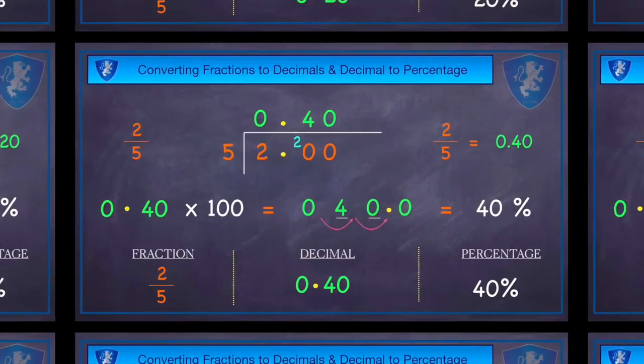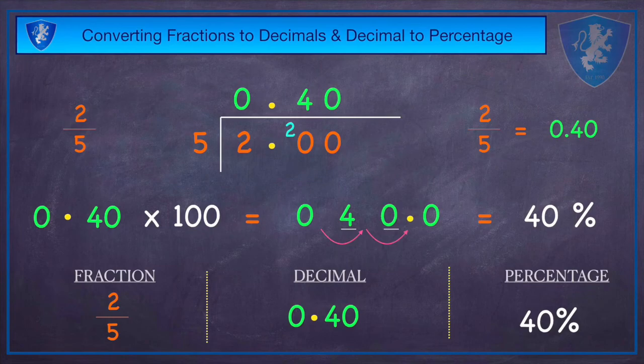And 2/5, same procedure. 2 divided by 5, 2.00 I put here, extra zeros. Now, how many 5's go into 2? 0. And so the next number is 20. The 2 goes here. And 5 times 4 is 20. Then I put another 0 there. So 0.40, or you can just simply put 0.4.